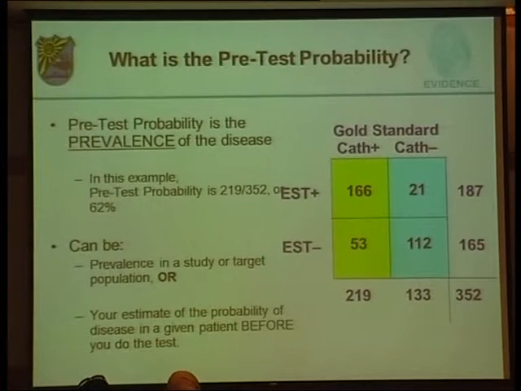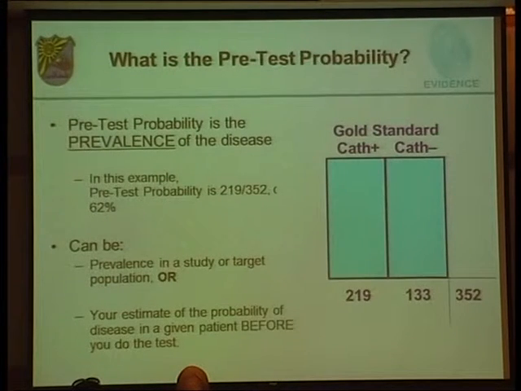So, what is this pretest probability? Well, let's go back to our study, this study that looked at catheterization as a gold standard and exercise stress test in diagnosing coronary artery disease. The pretest probability is the prevalence of the disease. So it's literally this 219 over 352, what we talked about before. Okay. In this example, the pretest probability is 62%. Okay? Now, so the pretest probability in the setting of a diagnostic test validation study is the prevalence in that study.